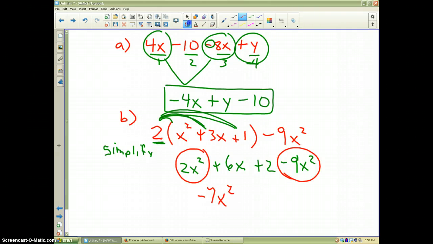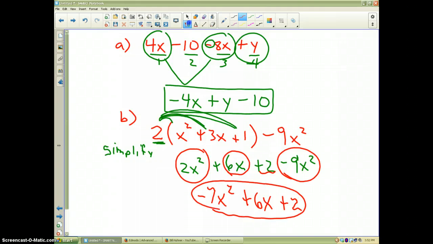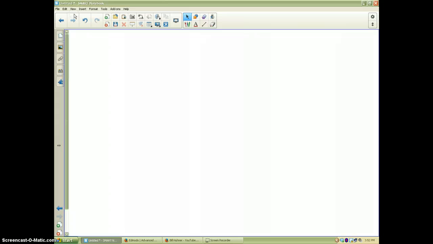negative 7x squared. This is just an x to the first power. There's nothing else to combine with that. And this is just plus 2 that has no x at all. Now when you write your final answer, it's very important to make sure you write them in descending powers of the variable. Highest power first, x squared, x to the first, and then the last term is basically x to the 0.